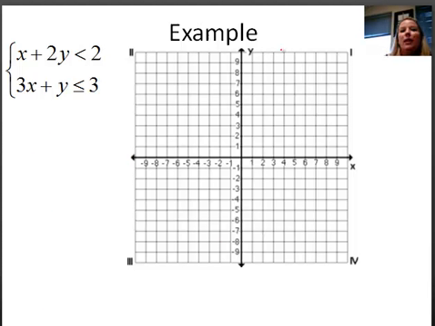So before we can even do that, we have to find slope and y-intercept. Well, this isn't set up to do that, so we'd have to move things first. So that first equation, x plus 2y is less than 2.